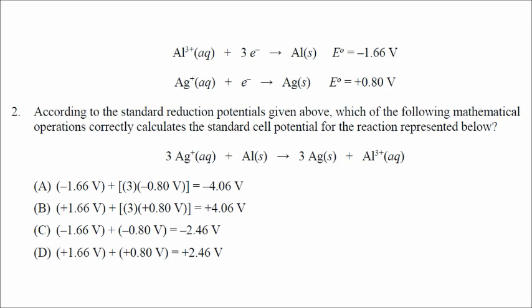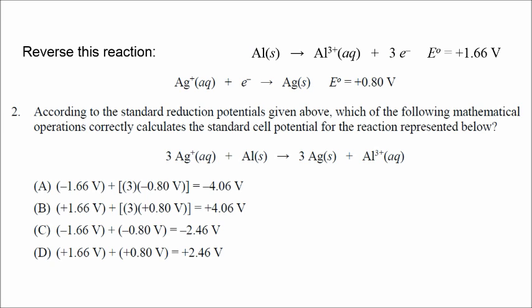In number 2, we are given two half reactions, one for aluminum and one for silver, and we have to calculate the standard cell potential for this reaction. So looking at the first reaction involving aluminum, we're going to have to reverse that reaction to get the aluminum solid on the left and the aluminum ions on the right. The second reaction does not have to be reversed, but to get the electrons to cancel, we have to multiply it by 3. Now this does not change the value of the standard cell potential.